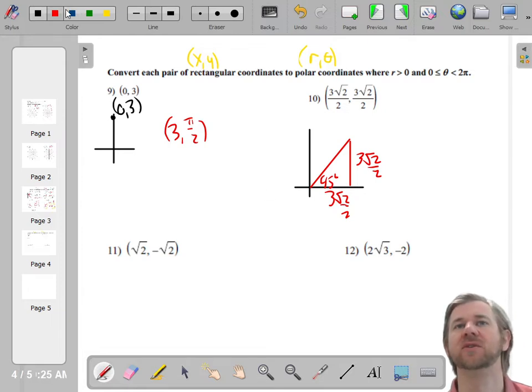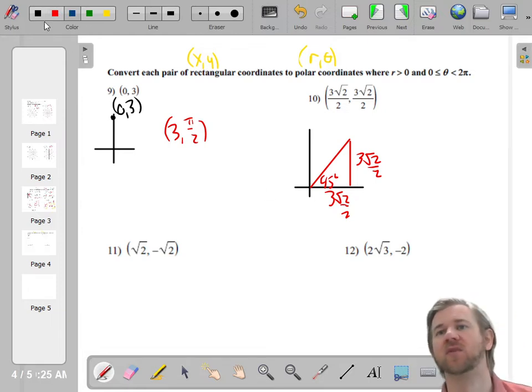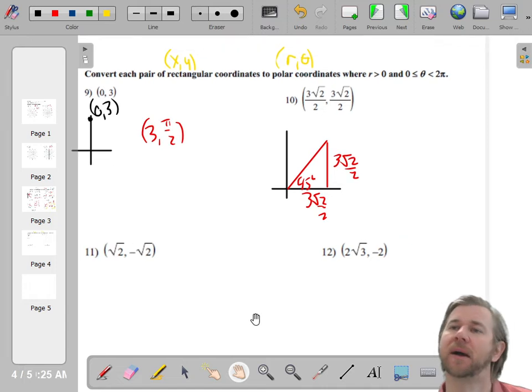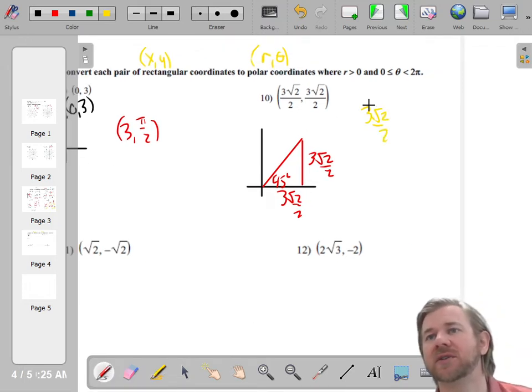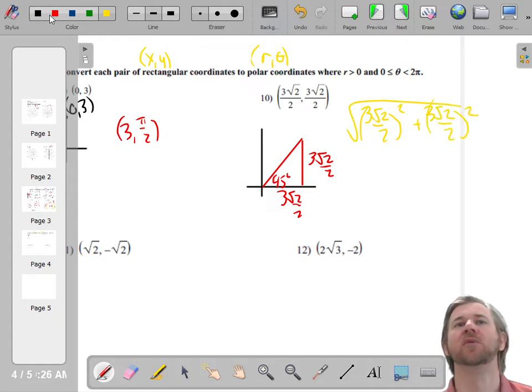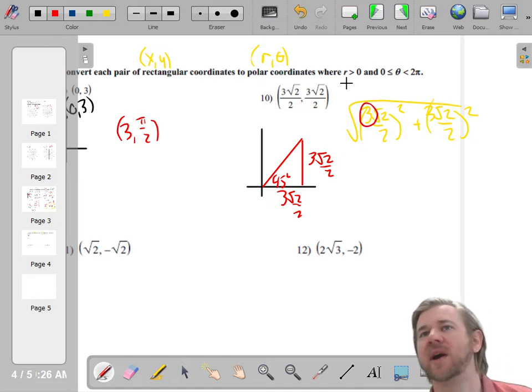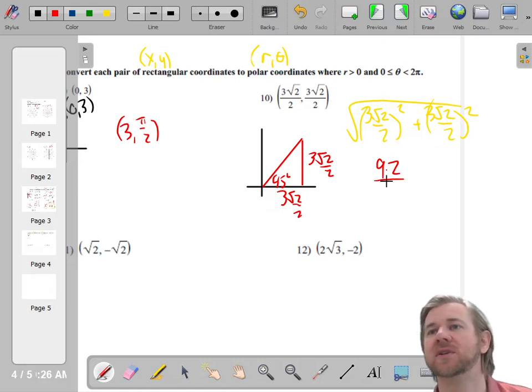So I know my angle is pi over 4, but I have to find the hypotenuse. I just have to do the Pythagorean Theorem. So 3 radical 2 over 2 squared plus 3 radical 2 over 2 squared, and I have to square root that. So be careful here. You have to square the 3, that's 9. You have to square the radical 2, that's 2, and you have to square this 2, which is 4. So that's 18 over 4.